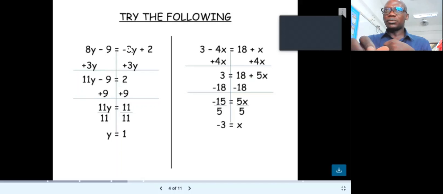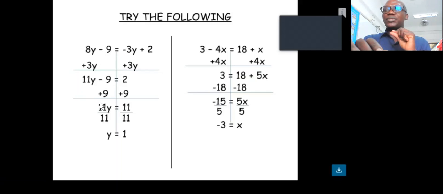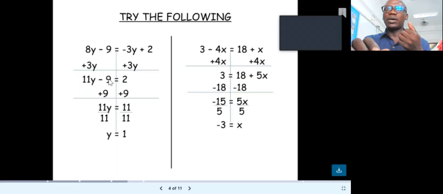Minus 9 will be equal to negative 3y plus 3y. They are additive inverses and therefore they cancel. So we'll end up with 2. Then we'll also take this negative 9 to this side by adding. Since it's negative, we take it to the other side by adding 9. So it becomes 11y minus 9 plus 9 will be equal to 2 plus 9.